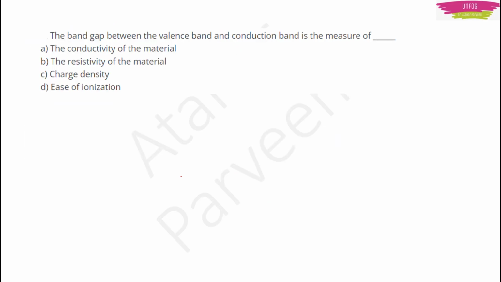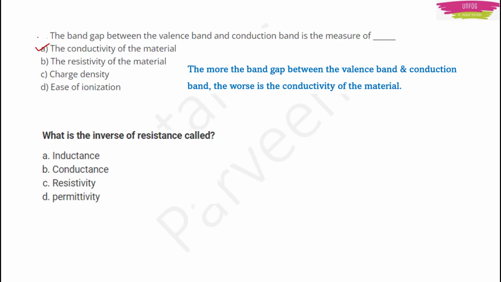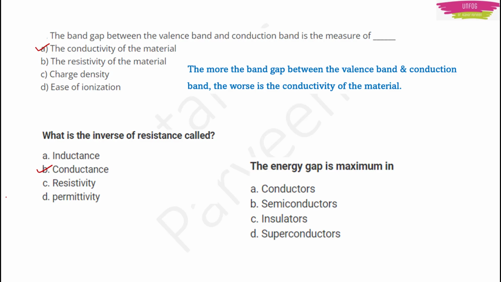Next question. The band gap between valence band and conduction band is the measure of... Usually we measure the conductivity of the material. The more the band gap between the valence band and conduction band, the worse is the conductivity of the material. What is the inverse of resistance called? The inverse of resistance is called conductance. The energy gap is maximum in, of course, insulators. There is no energy gap in conductors and a very small energy gap in semiconductors.